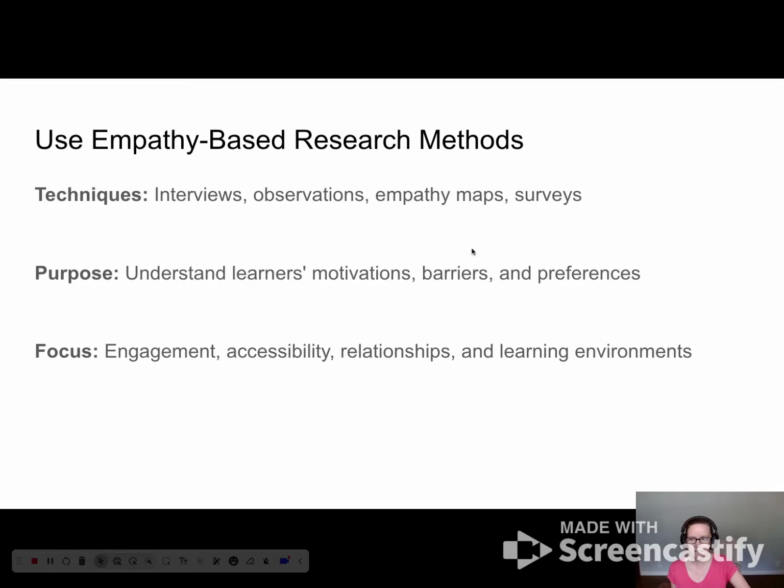So, what are the techniques? Interviews, observations, empathy maps, surveys. What's the purpose? We're trying to understand our learners. We're trying to understand their motivations. Think back to our Gen Z and our Gen Alpha. What are their barriers? What are their preferences? And we're trying to focus: what is the engagement, the accessibility, the relationships, the learning environment? We're trying to understand our students better.